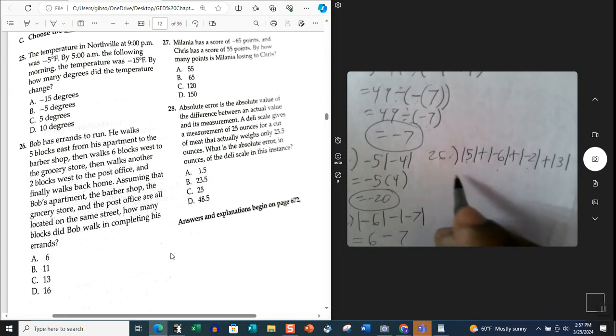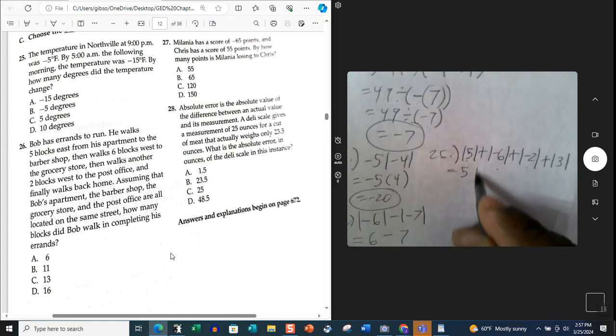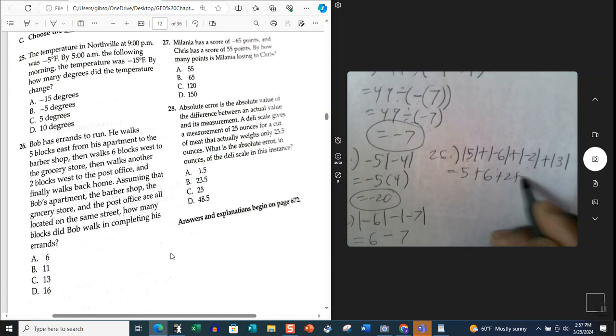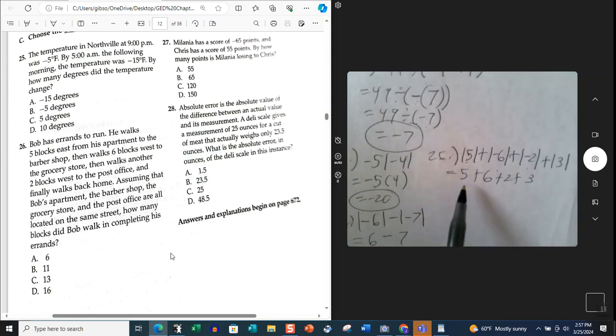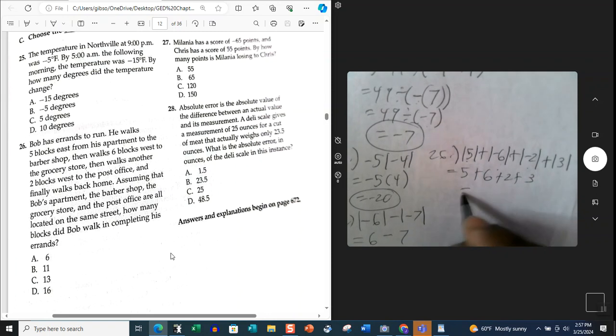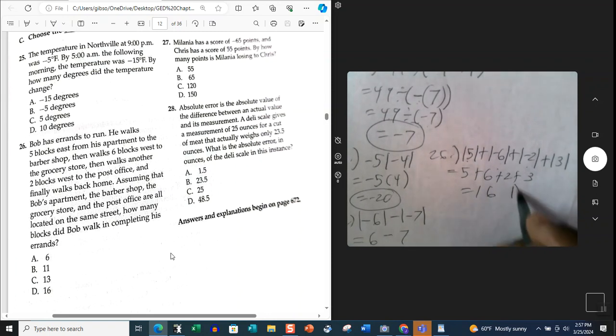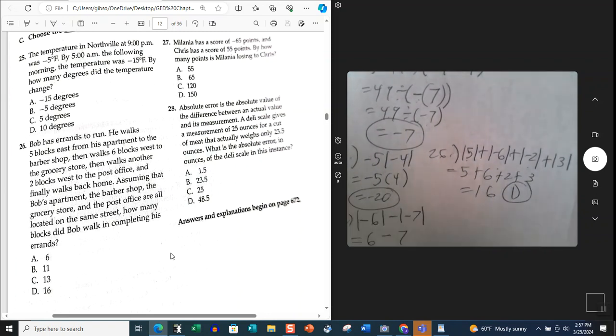So now we take the absolute value of all these values. You have 5 plus 6 plus 2 plus 3. Now when we add all of these, this will give us 16. So our answer is D. That's how many blocks he actually walked.